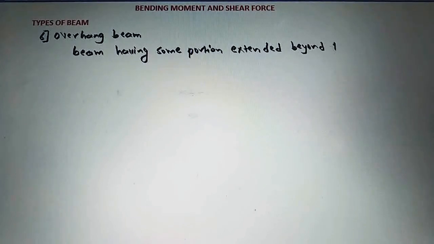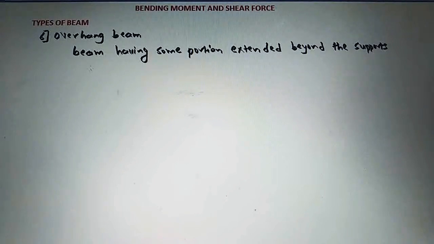Next type of beam, that is the sixth type of beam, is the overhang beam. So what is an overhang beam? An overhang beam is a beam having some portion which is extended beyond the supports. That beam is called an overhang beam.